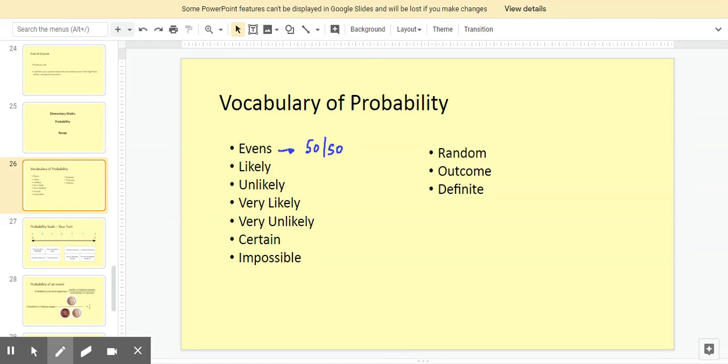probability of happening. Likely, something we think will happen. Unlikely, something we think won't happen. And then very likely, very unlikely. Certain and impossible. So certain, definitely going to happen. Impossible, not going to happen.